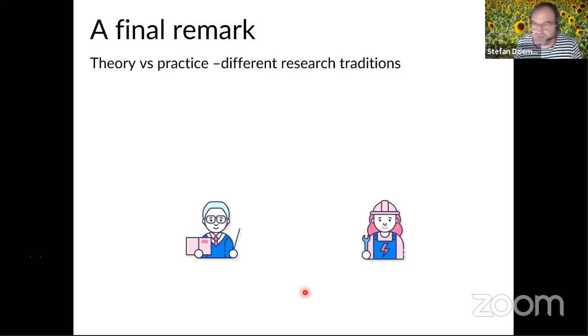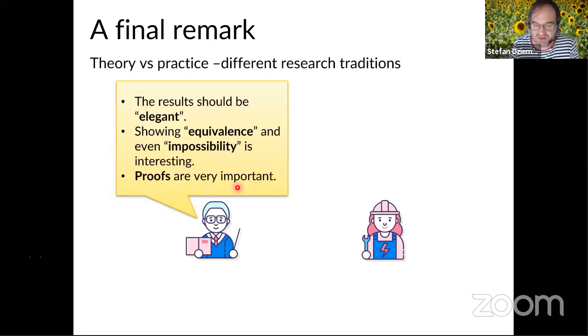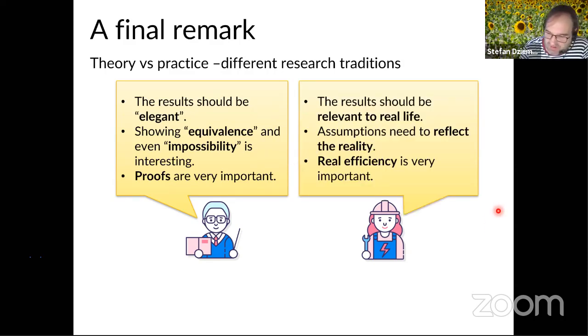A final remark I wanted to give is that there are different research styles between theory and practice. Theoreticians really care that the results should be elegant, even at the cost of practicality. We care a lot about equivalence, impossibility, proofs are very important. Practitioners are more focused on real life problems, and they really want real life solutions with assumptions that reflect reality and real efficiency. So usually practical papers have some graphs about some simulations or things like this.